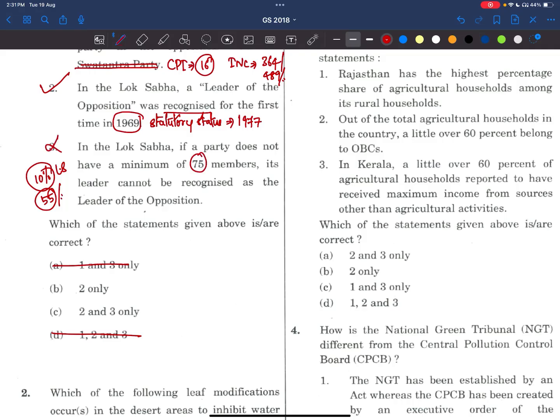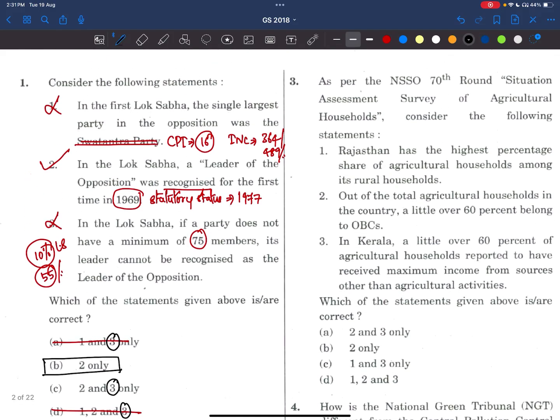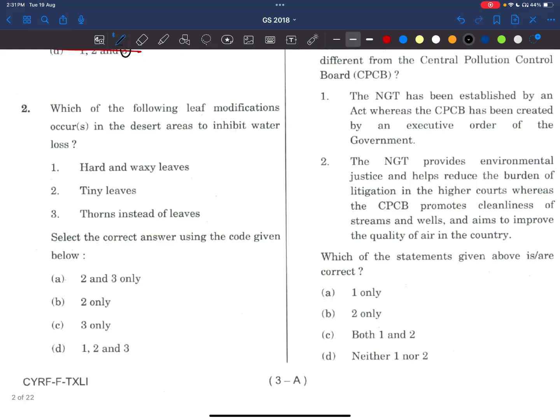Now if you observe the options, 3 is present in 3 options. So in that way also, if you know the third statement, you can get to the answer. Even if you know or don't know about Swatantra Party, whether it was the single largest opposition or not, by knowing that the third statement is false, you can get to the answer. Now let's go to the second question.